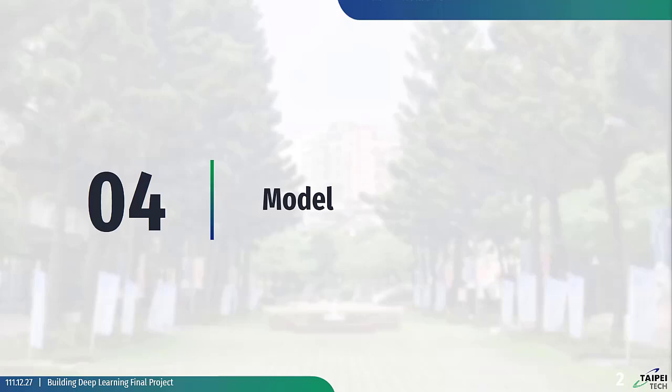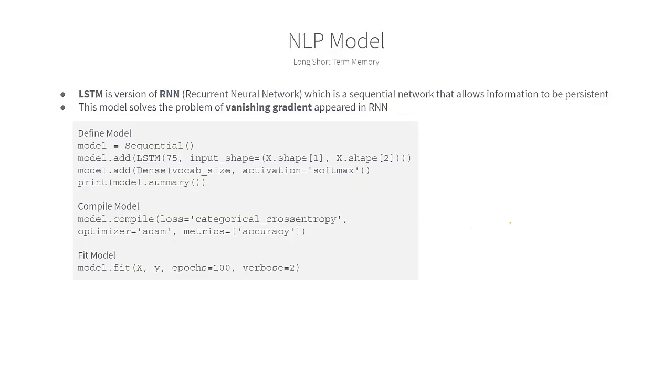Okay, the next section is about the model that we use in this project. In this project, to perform natural language processing, we use LSTM, which we commonly call long short-term memory. LSTM is a version of RNN, or recurrent neural network, which is a sequential network that allows information to persist. It solves the problem of vanishing gradient in RNN.